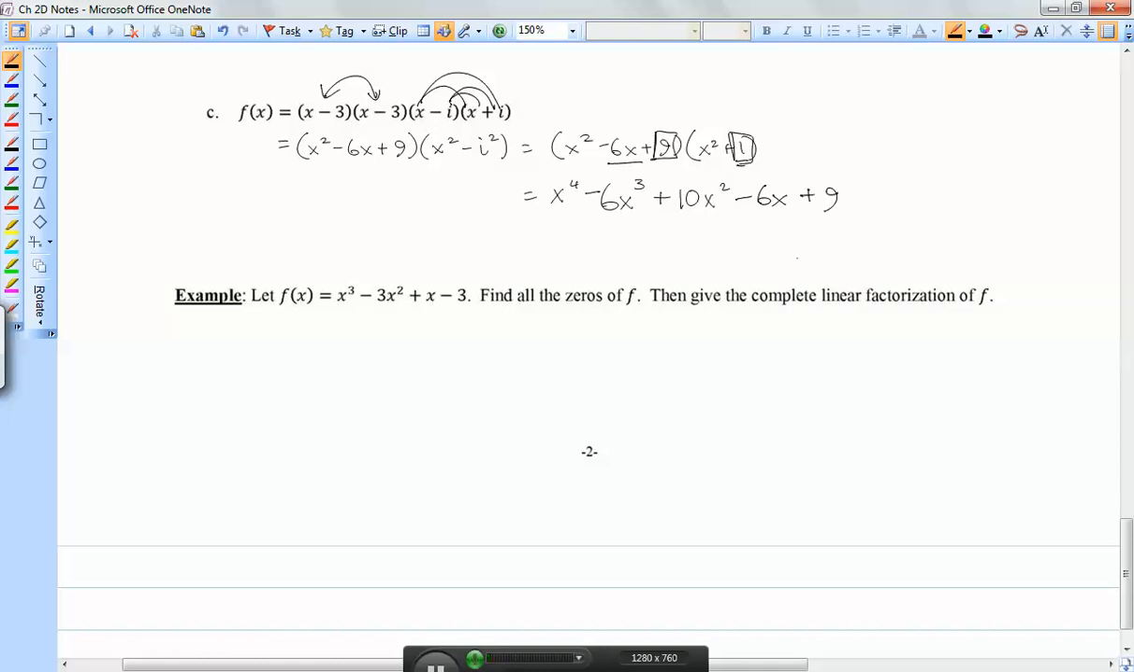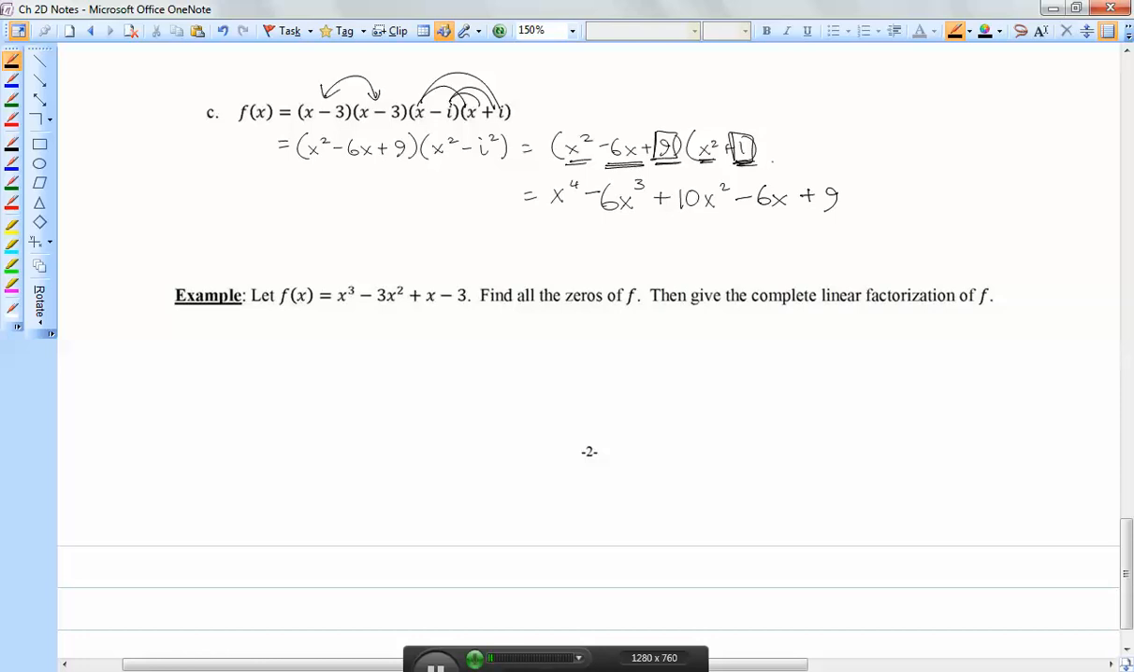If you like working it out in the longer way, where you do x squared times this x squared times this one, negative 6x times this x squared, negative 6x times this one, 9 times x squared, 9 times 1, and adding up all the like terms, that's fine. You can stay with that. The only reason I'm doing it this way is because later on there may be even longer things that we need to work out, and this sort of makes it shorter in a sense.